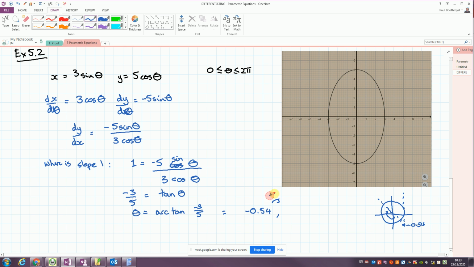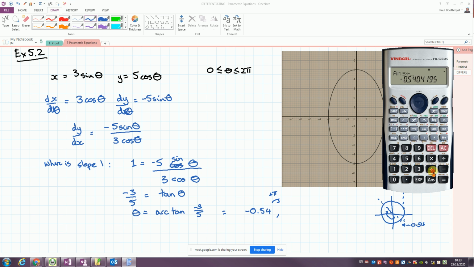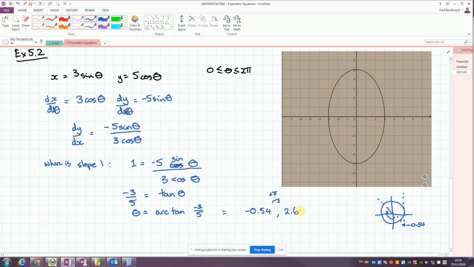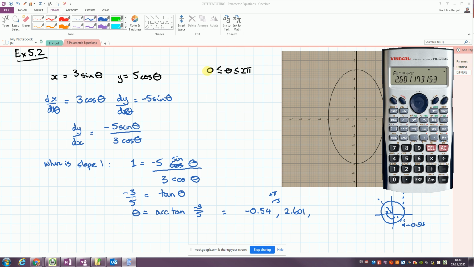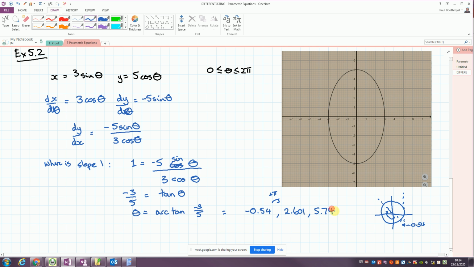So there's one on the negative, and then we add or subtract pi's to it. So let's add pi. Minus 0.54 add on pi gives me 2.601. And add on again, because we're between 0 and 2 pi, remember. So we need another one. So add on another pi, and that's 5.743. So these are the two answers that are going to give me the points.